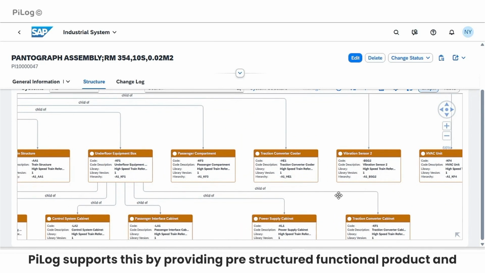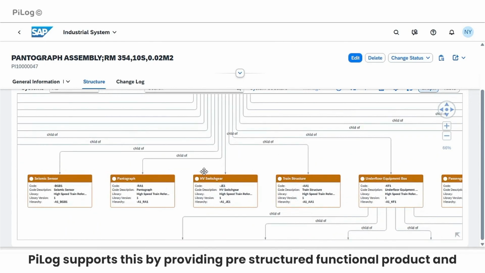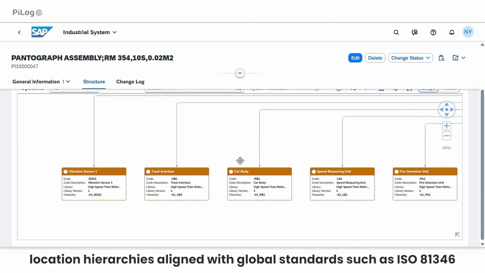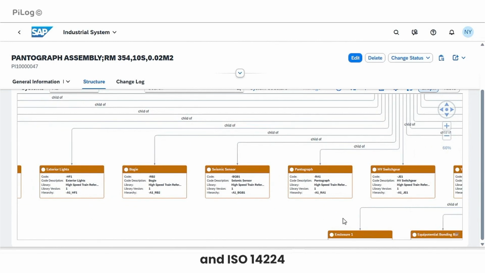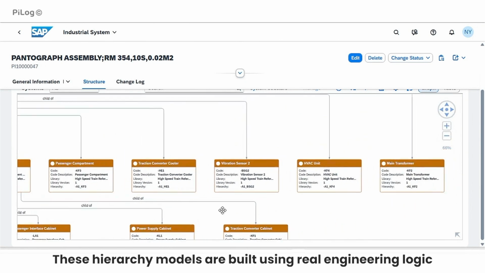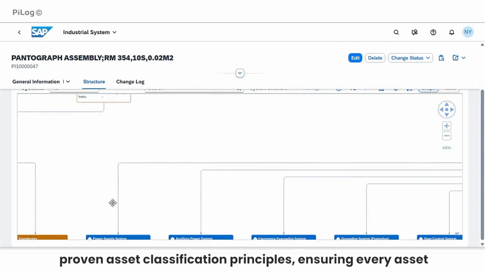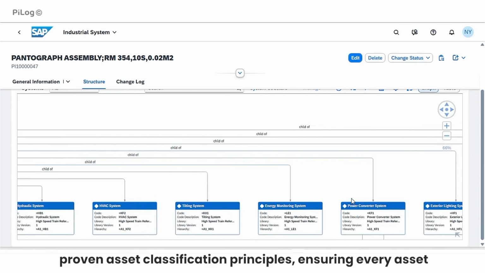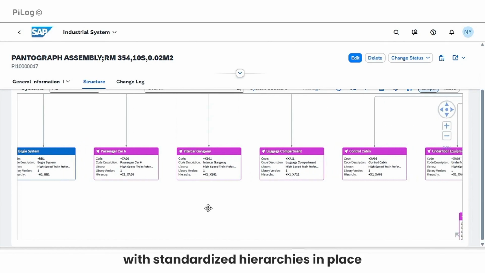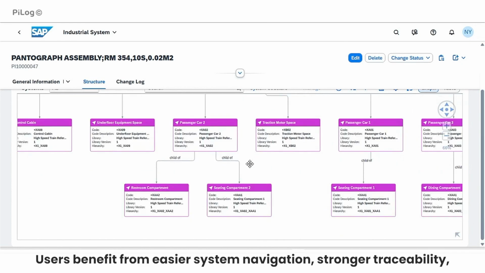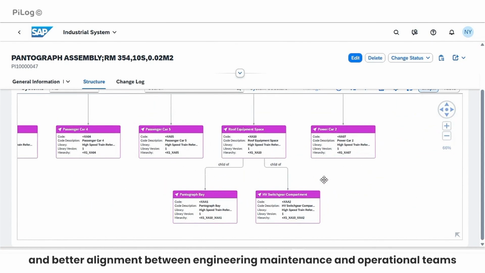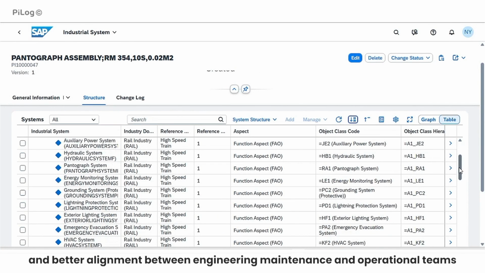PiLog supports this by providing pre-structured functional, product, and location hierarchies aligned with global standards such as ISO 81346 and ISO 14224. These hierarchy models are built using real engineering logic and proven asset classification principles, ensuring every asset is consistently and correctly positioned. With standardized hierarchies in place, users benefit from easier system navigation, stronger traceability, and better alignment between engineering, maintenance, and operational teams.